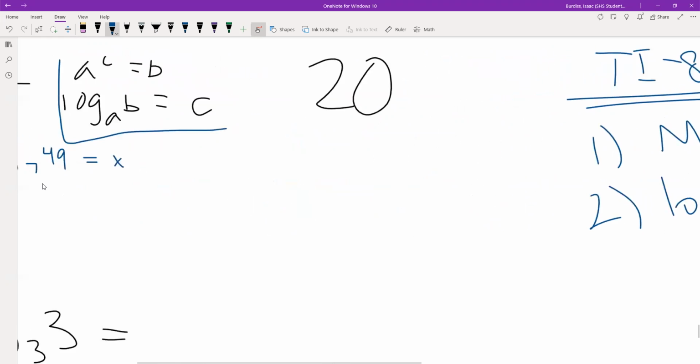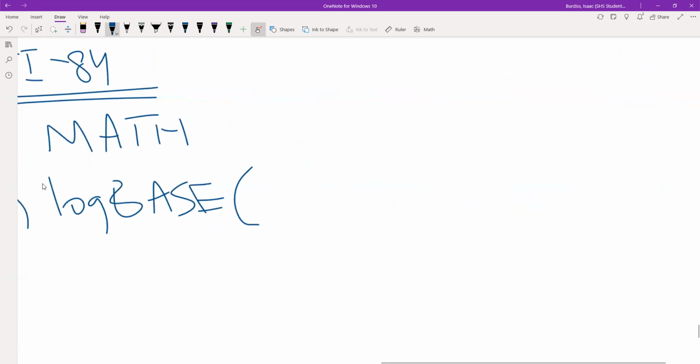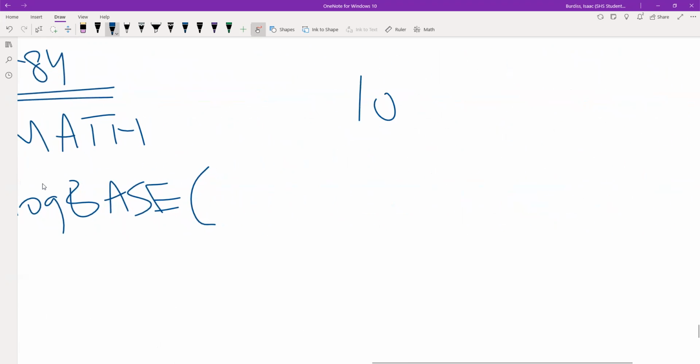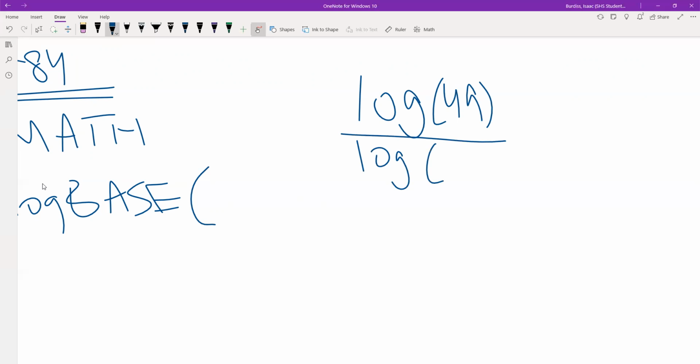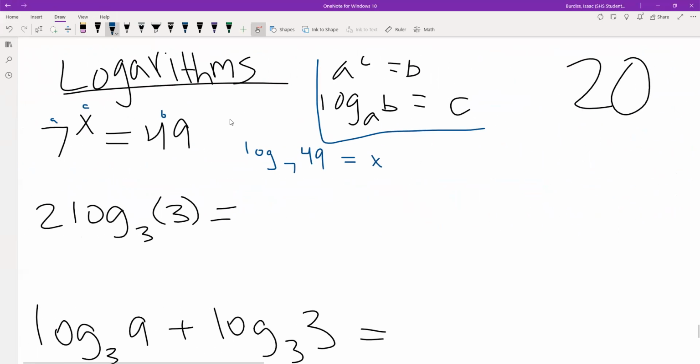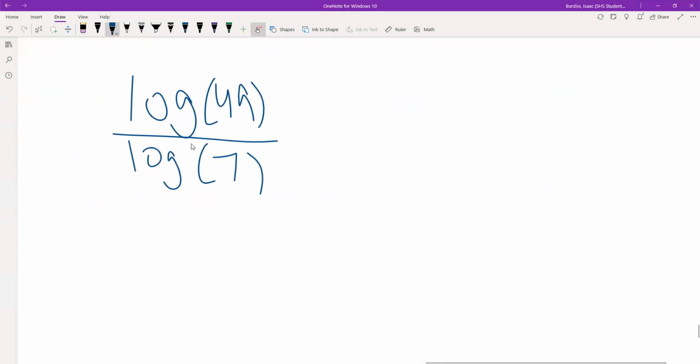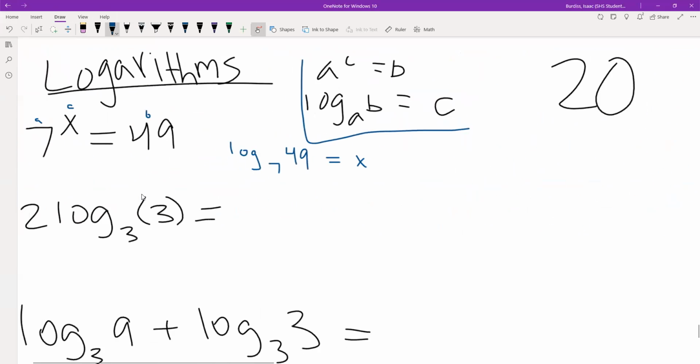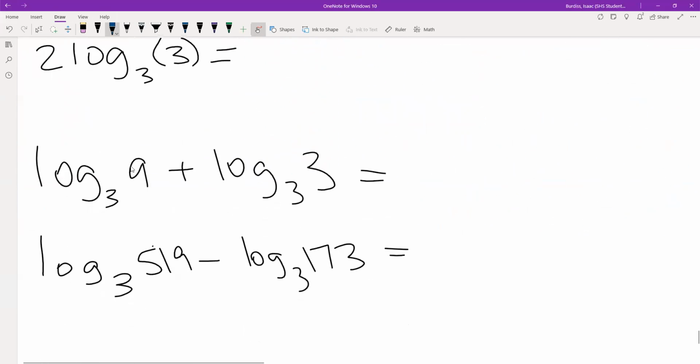Now, here's what you do if you don't have that calculator. Instead, you would do log of 49 divided by log of 7. That's the same thing. That's another useful thing to know. See, it's log base 7 of 49. It's the same thing as that, because whenever there's nothing there, there's really a base of 10. Okay, now what about this one here?